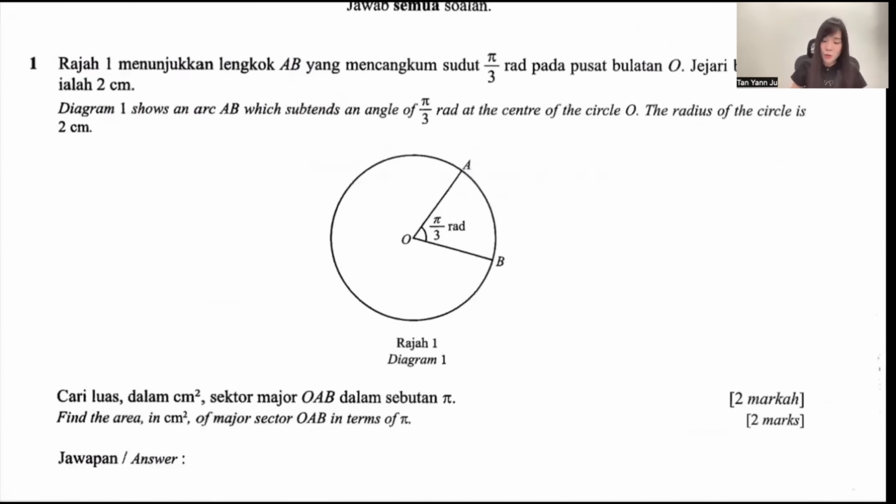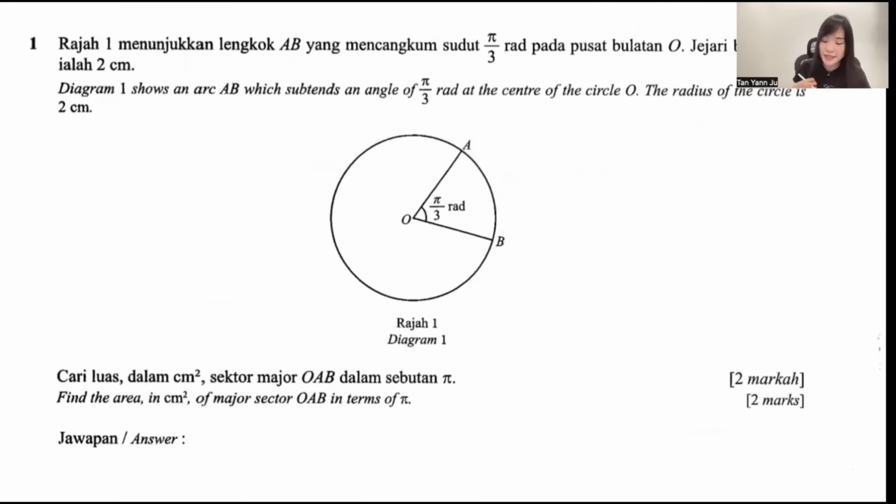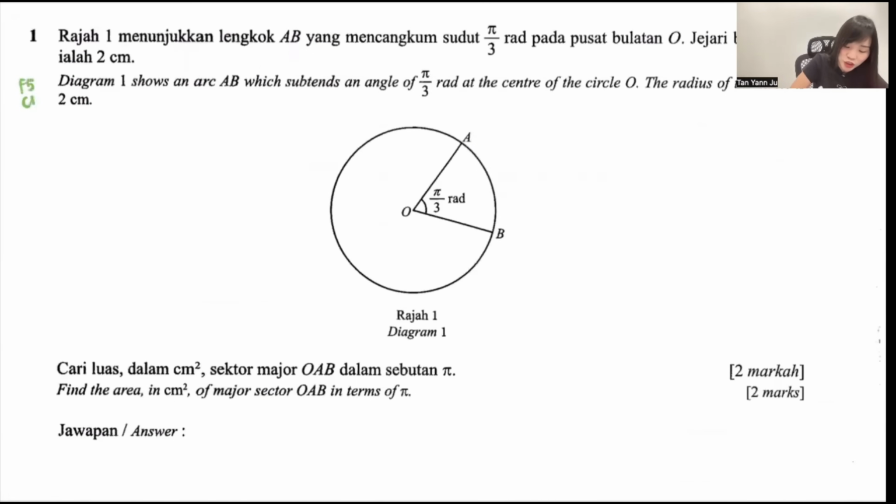Question 1. Diagram 1 shows an arc AB which subtends an angle of pi over 3 rad at the center of the circle O. The radius of the circle is 2 cm. Before I start, let me always try to tell you which chapter this is. Quite obvious, this is under Form 5 Chapter 1, which is called circular measure, because they're talking about a circle. Now diagram 1 shows an arc. The arc is actually the curved part, okay? This AB subtends the angle pi over 3 at the center of circle O.